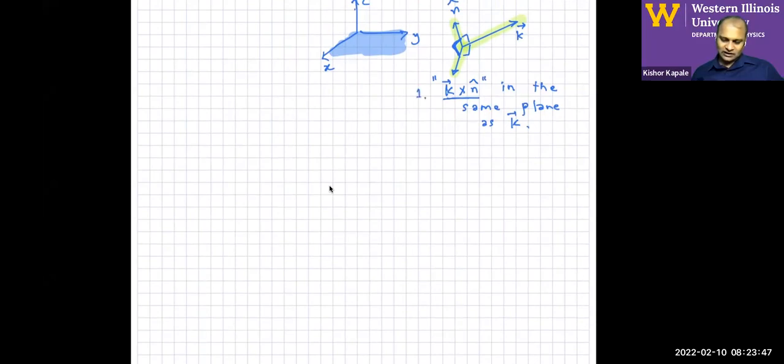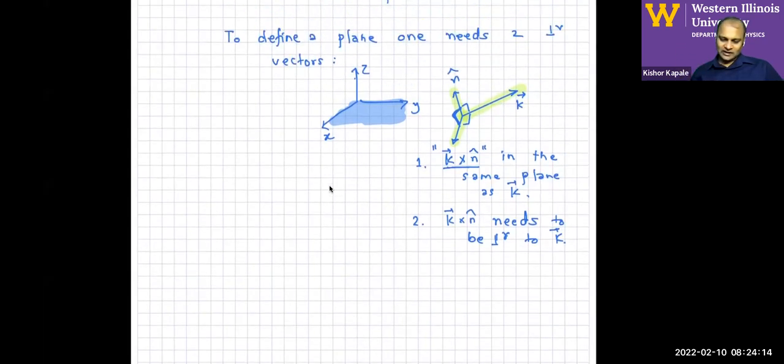So that's just the first condition. The second condition says that k cross n needs to be perpendicular to k vector as well. So let's say k gives you the x direction, n is the z direction, then k cross n would be along the y direction, right? So if you want to take a specific example of that.